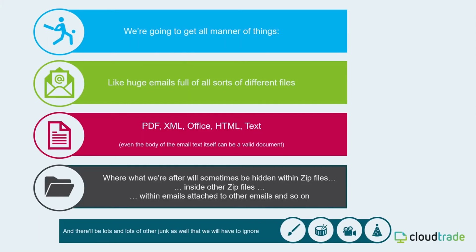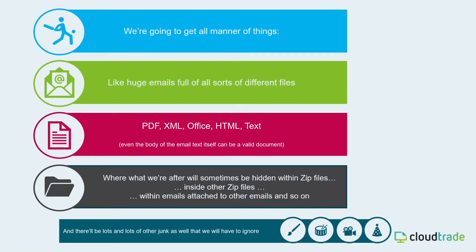We're going to get all manner of things, like huge emails full of all sorts of different files, like PDFs and Office documents and so on. Sometimes even the body of the email can be a valid document, where what we're after might be within zip files, inside other zip files, inside of forwarded emails and so on. And there'll be all sorts of stuff in there that we'll have to ignore, not just your business documents.